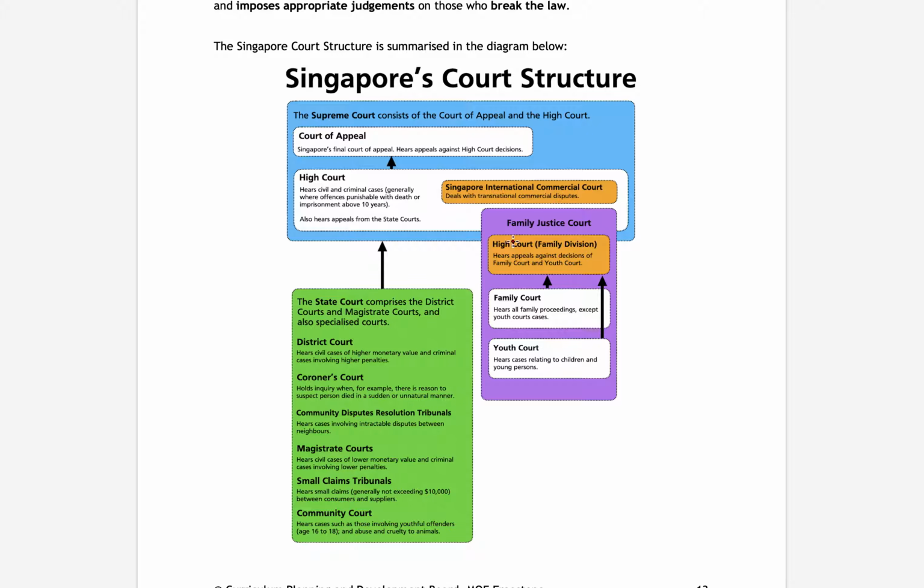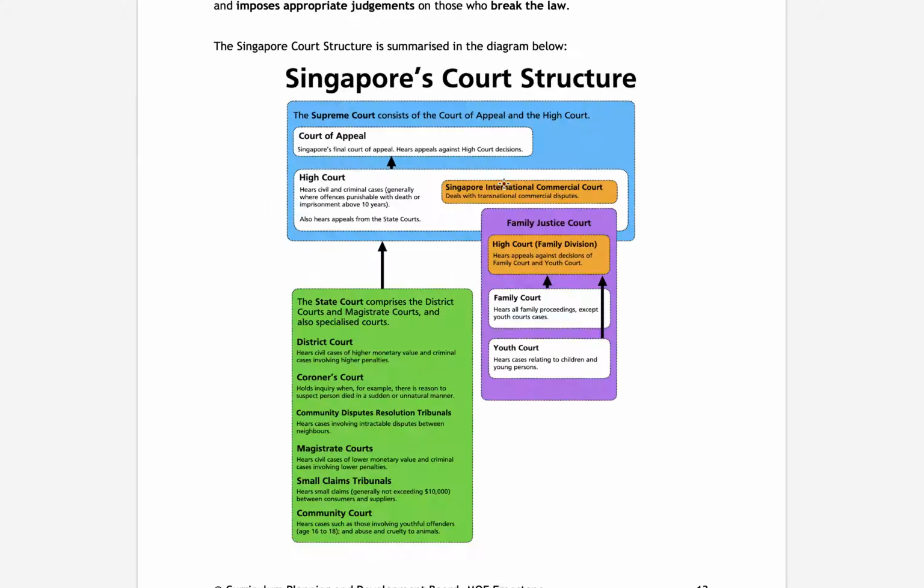Okay, the Family Justice Court is another section. These are people that hear problems relating to family, for example, domestic abuse, the issuance of personal protection orders and stuff like that. These all fall under the Family Justice Court.